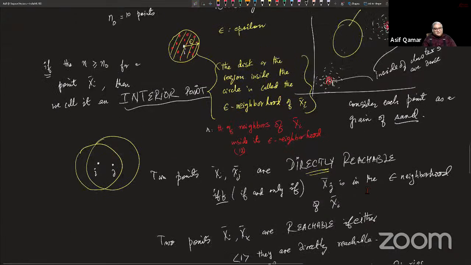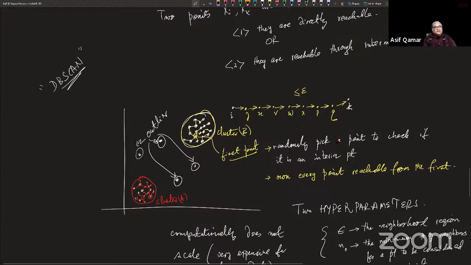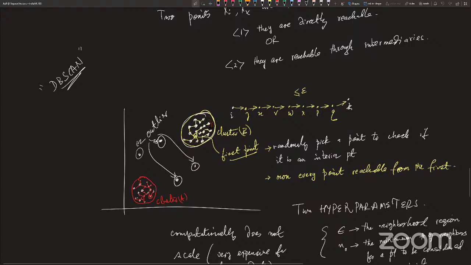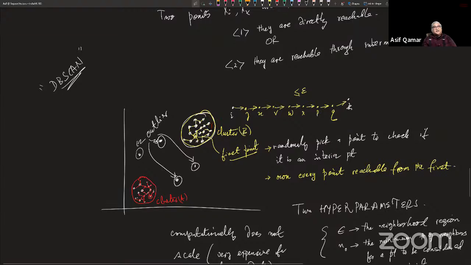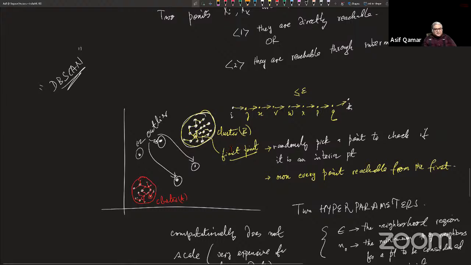So the way this algorithm works is that you first randomly pick a point, and keep on sampling the data till you hit upon a point which is an interior point. Once you hit upon that interior point, you start finding all its reachable points. Suppose you start at the red one and search for its reachable points, you'll soon end up finding the red cluster. And if you pick a yellow one, you'll end up picking the yellow cluster. And whatever remains becomes the outliers.